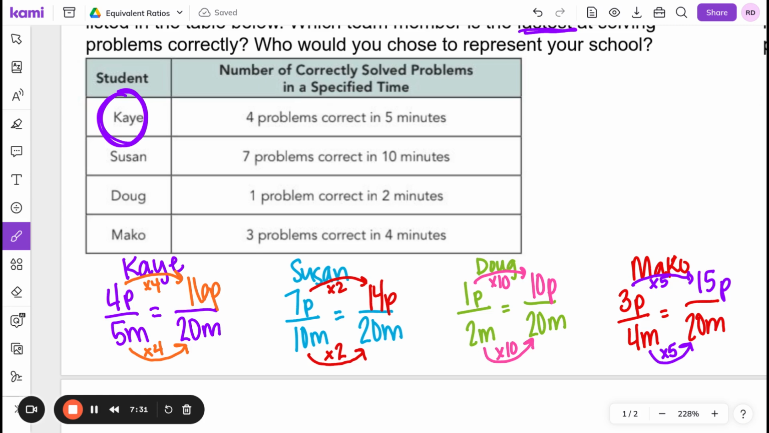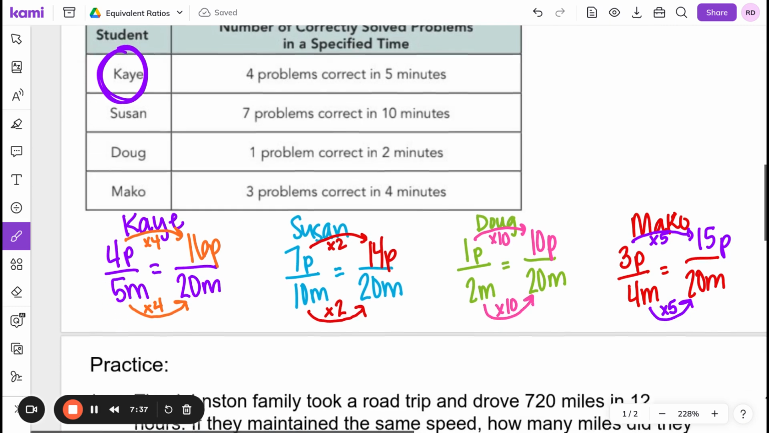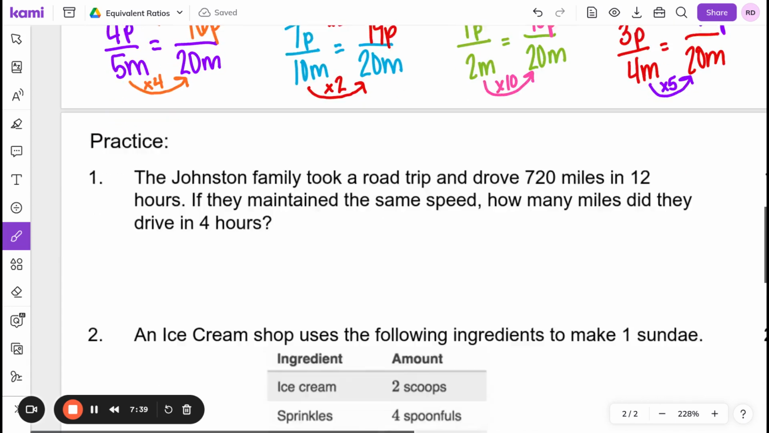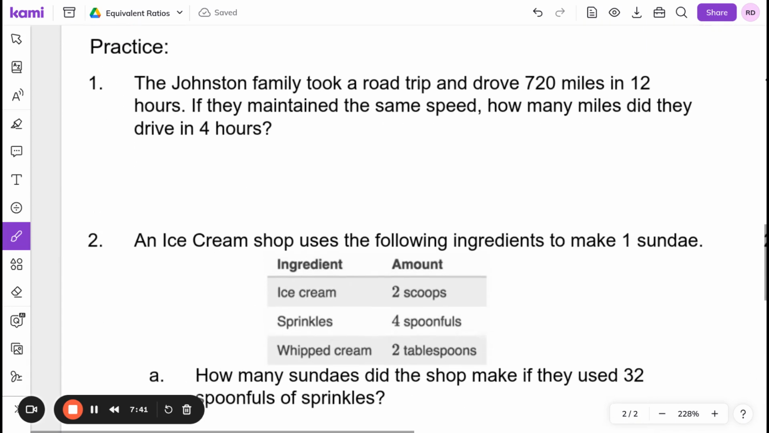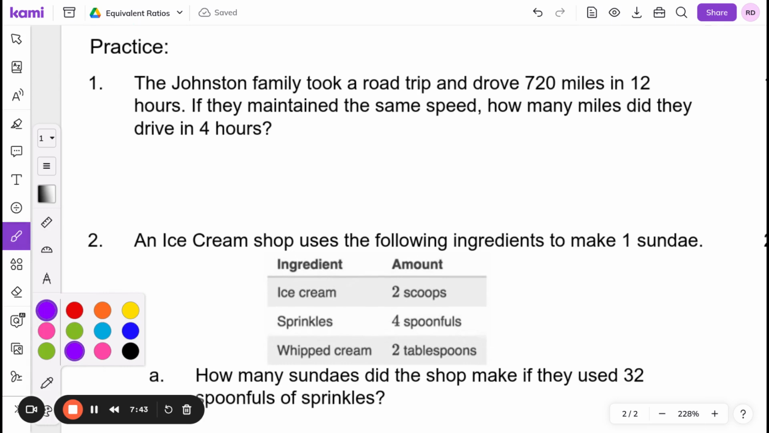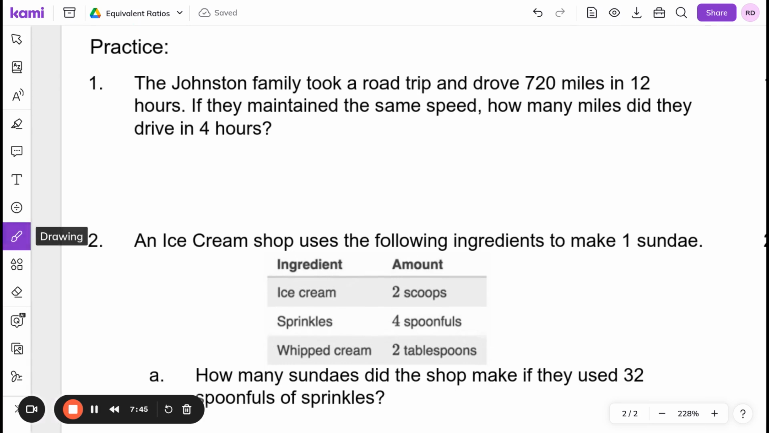Now, all of the problems so far have used multiplication, but that is not the only way to create equivalent ratios. So let's take a look at some more practice problems and see if we can find a couple that actually require division. So number 1, the Johnson family took a road trip. They drove 720 miles in 12 hours. If they maintain the same speed, how many miles did they drive in 4 hours?